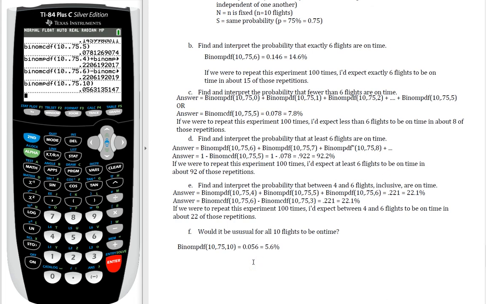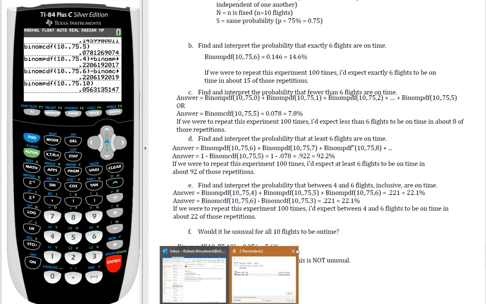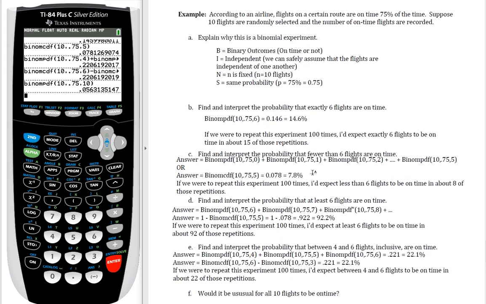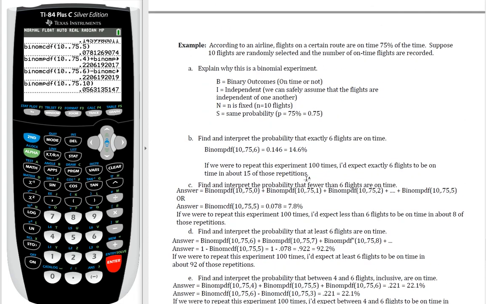Unfortunately, we have that 5.6% is bigger than 5%. So this is not unusual. So that would be our conclusion here. It is a rather low percentage, but it's not low enough to really be considered to be unusual. This isn't that weird. So that'd be our answers for that problem.